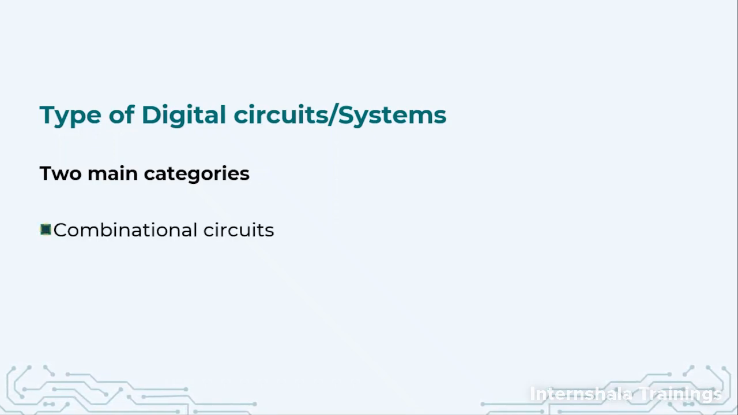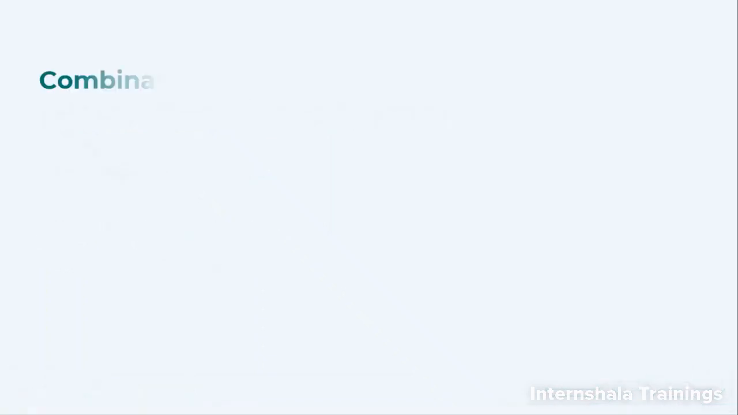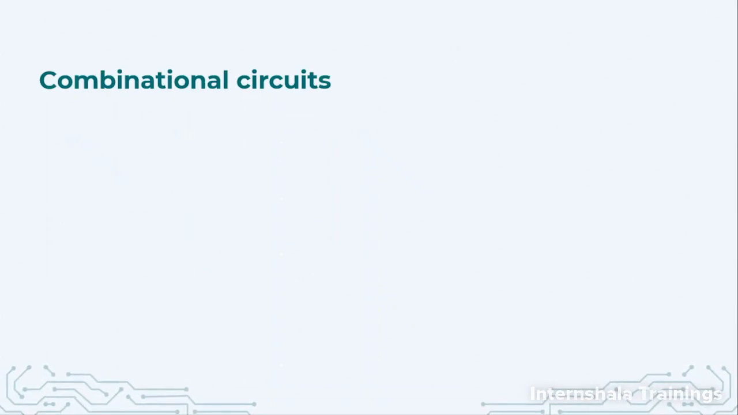So in the digital world, we have circuits and systems. The smaller assemblies are called circuits, and when we join multiple circuits for a larger purpose, we can call that a system. There are two major categories for digital systems. The first one is called combinational circuits and the second one is sequential circuits. Both of them, when put together in larger sizes, can make combinational systems and sequential systems. So let us talk about the combinational circuits.